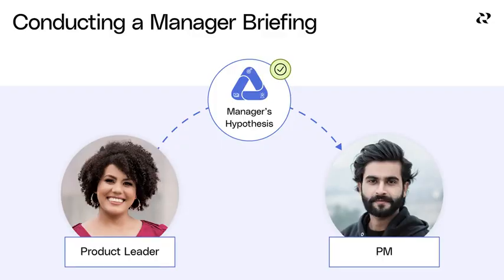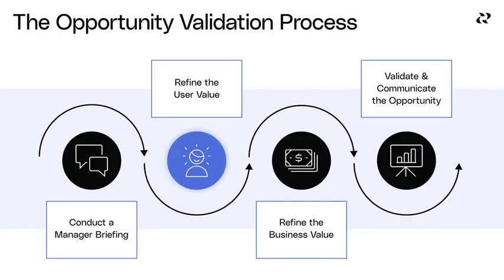Now that you have your initial feature opportunity hypotheses, you need to refine them. In this section, we'll walk through how to refine your hypotheses about user value. Refining user value hypotheses requires you to engage directly with users.